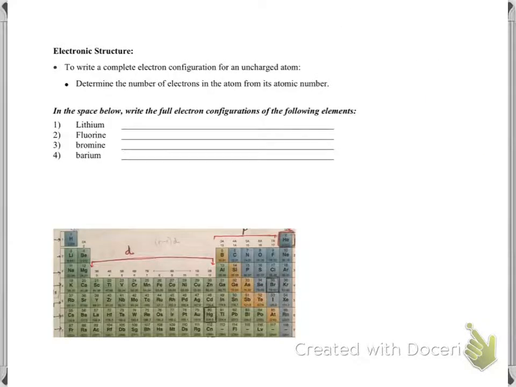So let's look at these elements, and we're going to write down their electronic configuration, meaning how the electrons are arranged around the nucleus. The first thing that you have to do is to find out the atomic number, because atomic number is the number of protons, and the number of protons is the same as the number of electrons. If you look at lithium, lithium has atomic number 3. That means it has 3 electrons.